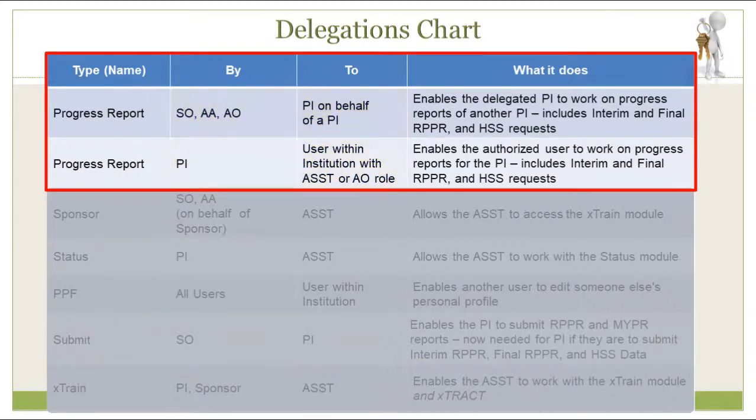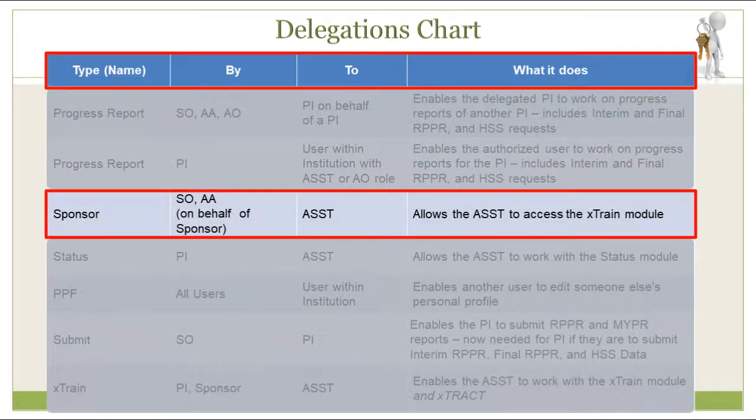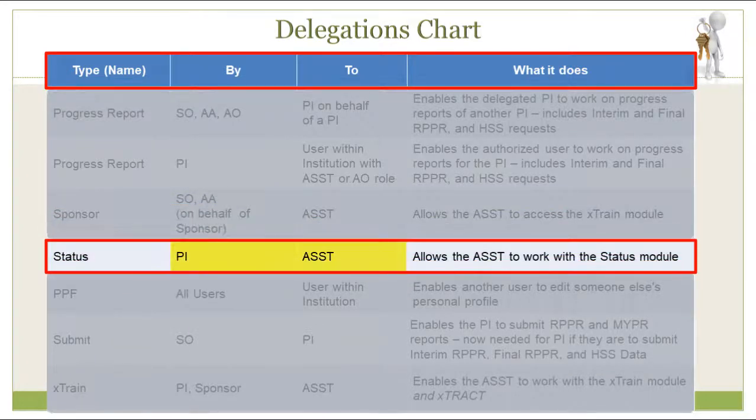The next delegation is sponsor. A sponsor is used in the Xtrain module for fellowships. And in this case, the SO or AA or the sponsor can assign someone to work on those for them. Next one is status. Only the PI can delegate their status to someone else. And this allows their assistant to work on their status module and see the status of their grants.